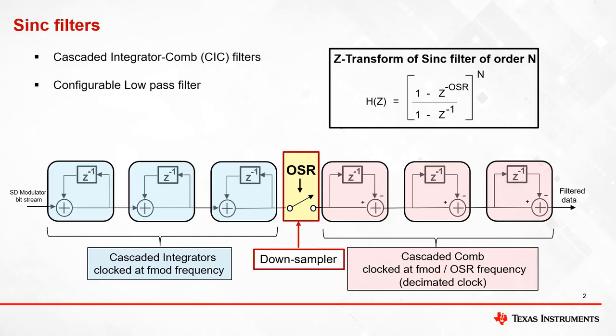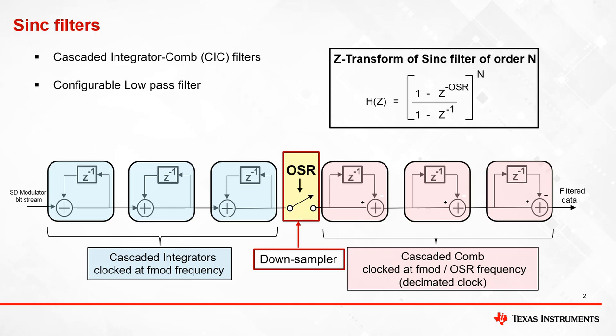What is a sinc filter? A sinc filter is essentially a low-pass filter that converts the input SD modulated bit stream into high-resolution digital data by digital filtering and decimation. In this slide, I have shown the Z transform of an nth order sinc filter and its simplified block diagram. A sinc filter consists of cascaded integrators and cascaded combs separated by a downsampler.